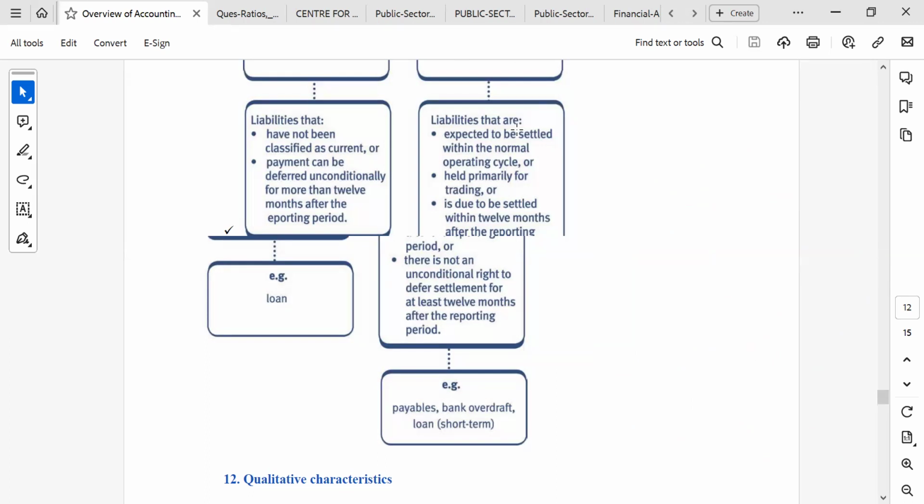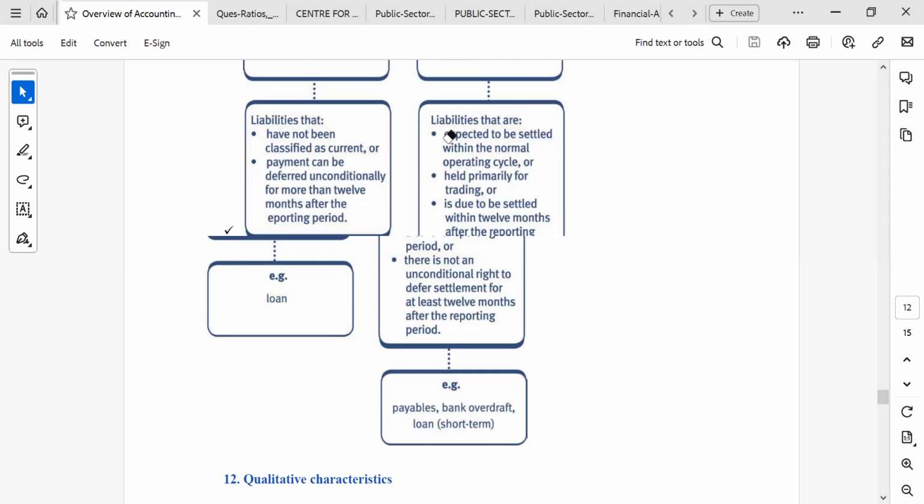Okay, what are the examples of the non-current liabilities? Long-term loans and debentures. We can also have lease liabilities. You'll be seeing something like lease liabilities where we have a finance lease. So we can have a lease liability whenever we have a finance lease.